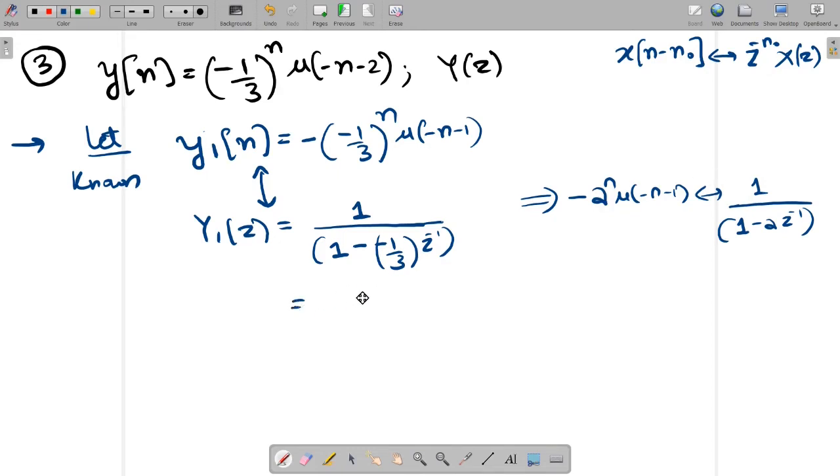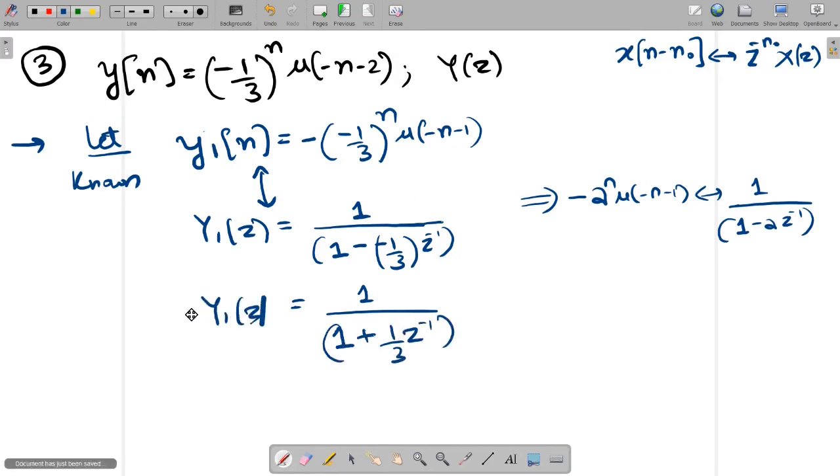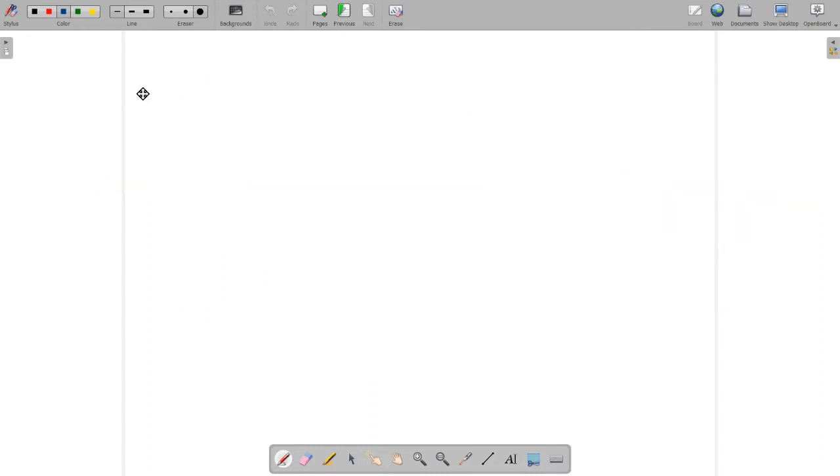So, what is the answer of y1 of z? 1 upon 1 plus 1 by 3 z inverse. So, that is my y1 of z. So, this is the known thing. So, I have got my known thing over here, y1 of z. Next step is, we will find the unknown. Now, what do we do now? The unknown in terms of known.